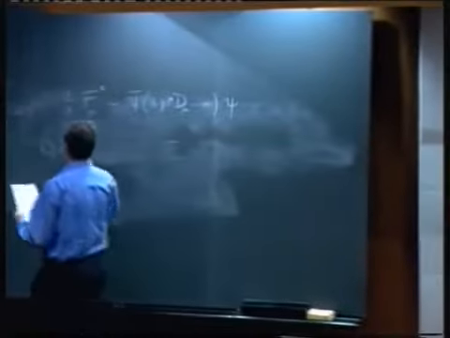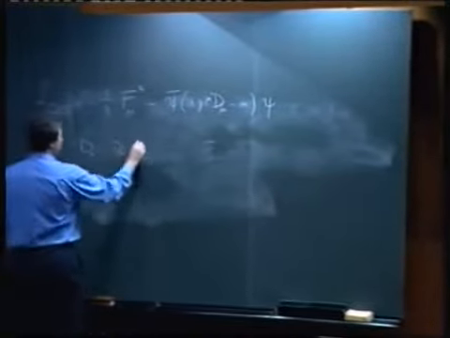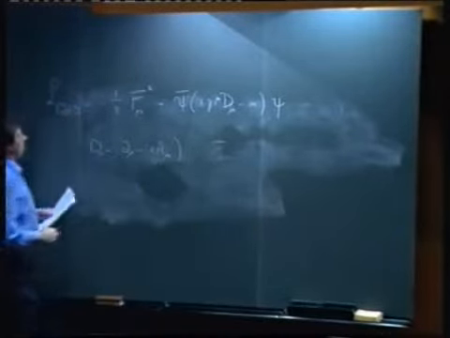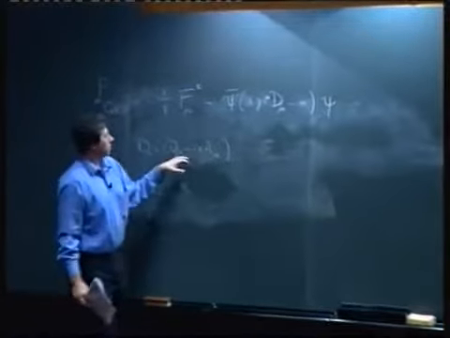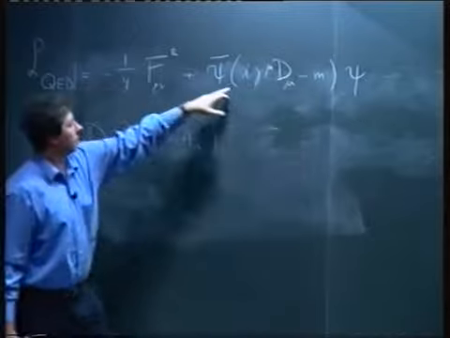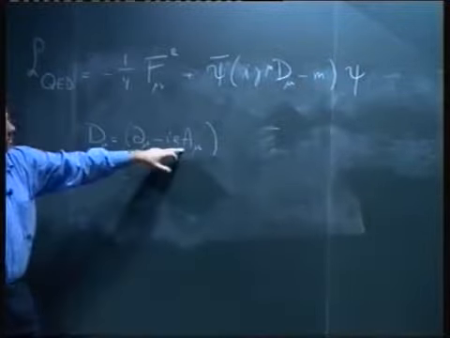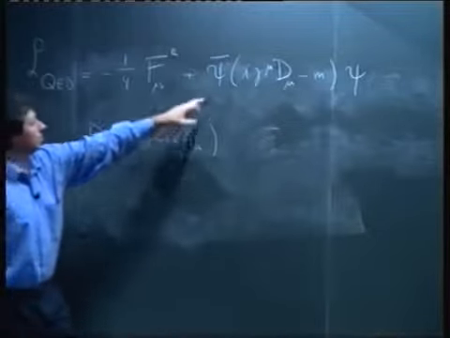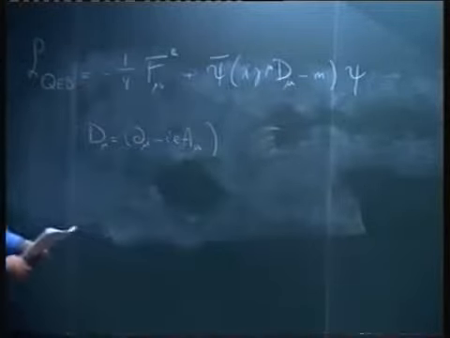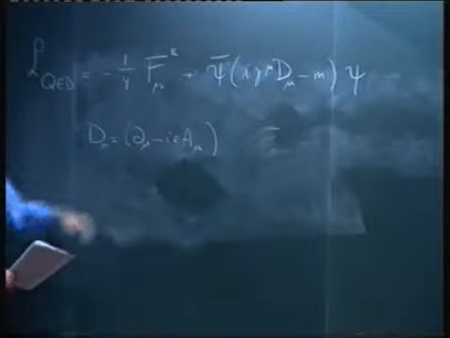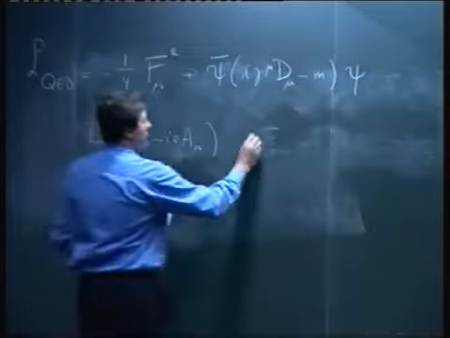So if I take the covariant derivative as being d mu minus i e A mu, then putting this expression in here, you'll find that there's an additional term contained, which is precisely the coupling of the electromagnetic potential to the electric current of the electrons and positrons. This is called the covariant derivative.